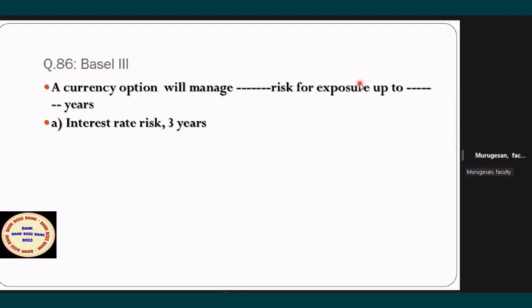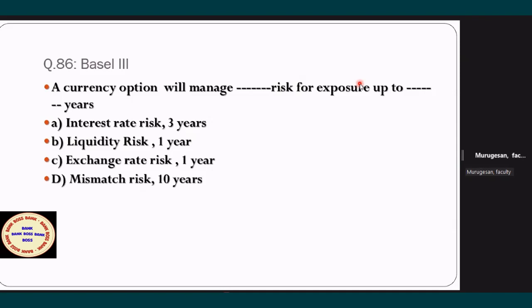A forward contract can be for any amount, but an option contract will normally be for very huge amounts only, like 250,000 or 500,000. So the answer is not liquidity risk. It is exchange risk, so again C is the answer.